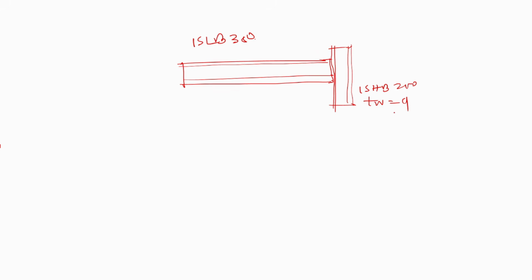Why it is needed: for determining the bearing capacity. And here the thickness of the beam web is given as 7.4 mm. These data are required for calculating the bearing capacity. So the total span is 8 meter, and the total load is given as, let's say, 240 kilonewton. So the reaction at each end is 120 kilonewton, correct?